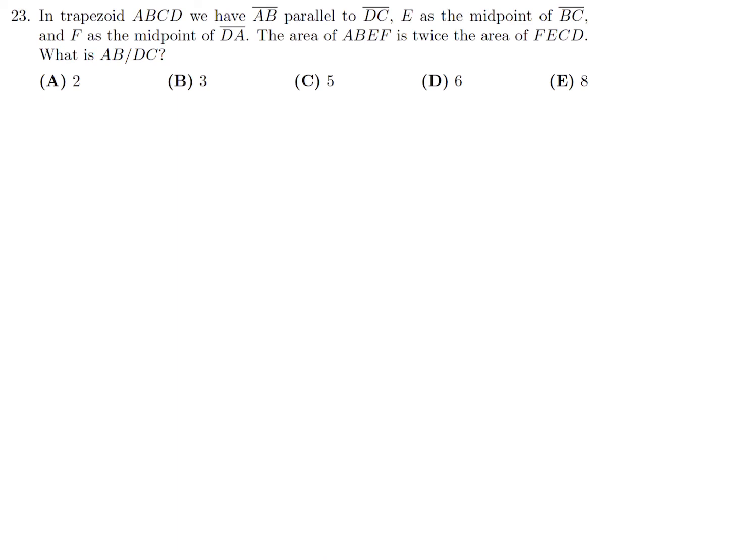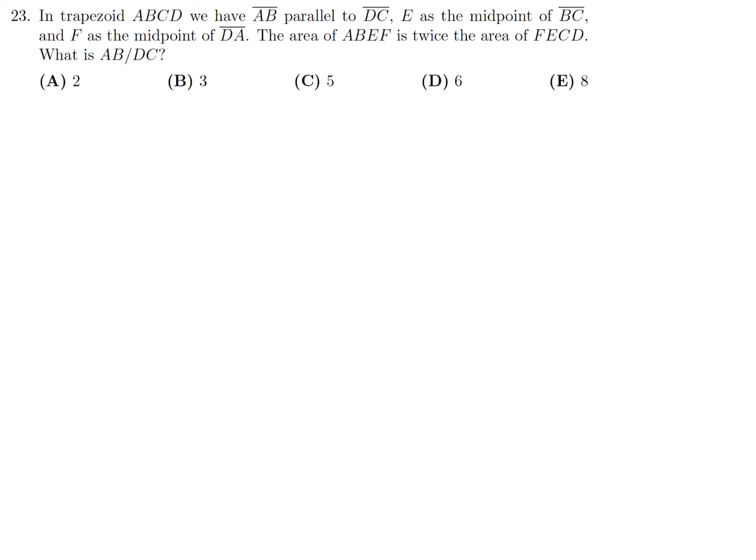In trapezoid ABCD, we have AB parallel to DC, E is the midpoint of BC, and F is the midpoint of DA. The area of ABEF is twice the area of FECD. What is AB over DC?